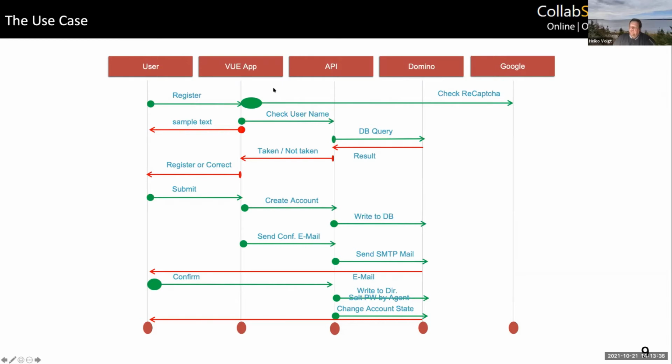Then the API that we have in the middle here sends the confirmation email. This gets sent by Domino SMTP mail. This gets back to the client. The client confirms the email, the API then writes the account into the address book, changes the state in the account database, and returns some HTML to the user to say, okay, thank you, the process was successful.